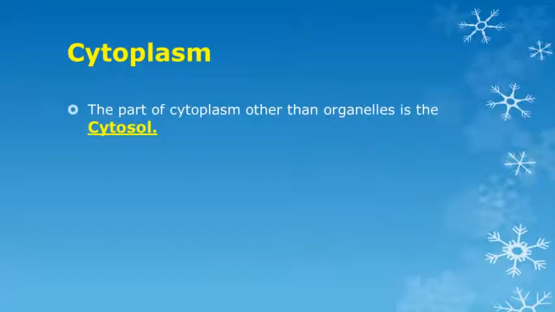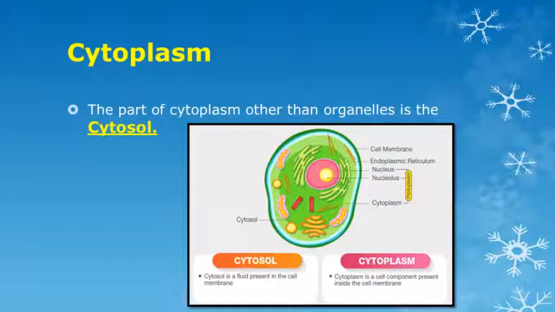Now next is the cytosol. The part of the cytoplasm other than organelles is the cytosol. Here one picture is shown on the slide in which one cell is given. You can observe the cytoplasm and the cytosol differently. So what is the cytosol? Cytosol is the fluid present inside the cell membrane, and cytoplasm is a cell component present inside the cell membrane. Cytosol is a part of the cytoplasm only, a water-based solution or fluid part in which organelles, proteins and many other cell structures can float.